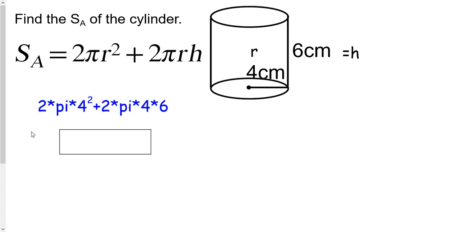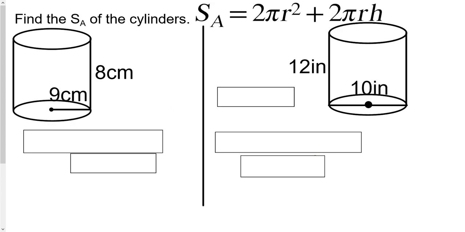So plugging it in, 2 pi times 4 squared plus 2 pi times 4 times 6. Calculating, I get 251.33 centimeters squared. And again, these are rounded, and I use the 3.1415, right? The pi button on my calculator, not just 3.14. So if yours is 3.14, you're going to be a little bit lower than my answer usually.